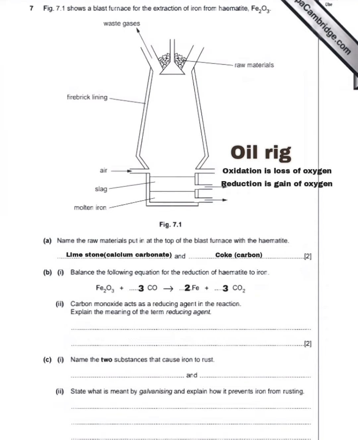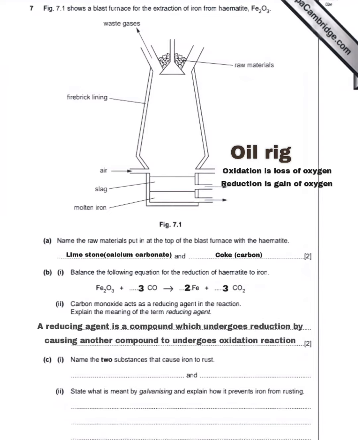Okay. So since carbon monoxide is acting as a reducing agent, I'm going to say a reducing agent is a compound which undergoes reduction reaction by causing another compound to undergo oxidation reaction. That's so.